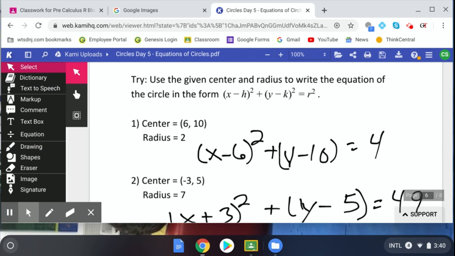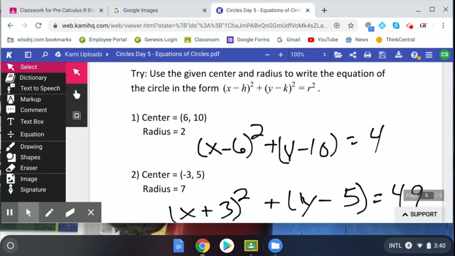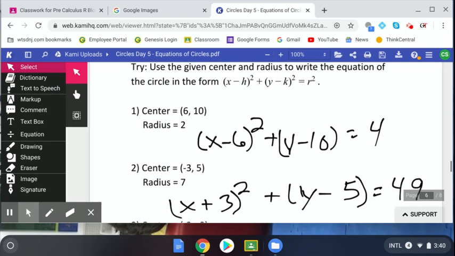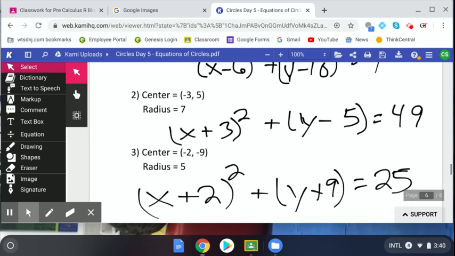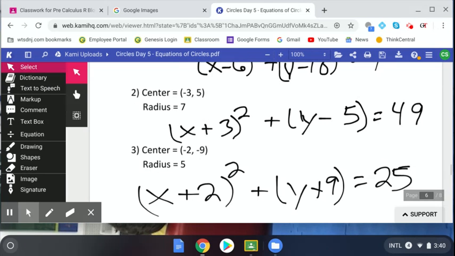So now you have some examples. If the center is at 6, 10 and the radius is 4, your equation is going to look like x minus 6 squared plus y minus 10 squared equals 2 squared, which is 4. For the next one, if the center is at negative 3, positive 5, your equation would look like x plus 3 squared, you got to change the sign, plus y minus 5 squared, because this one was positive, this got to be negative, equals 7 squared, which is 49.